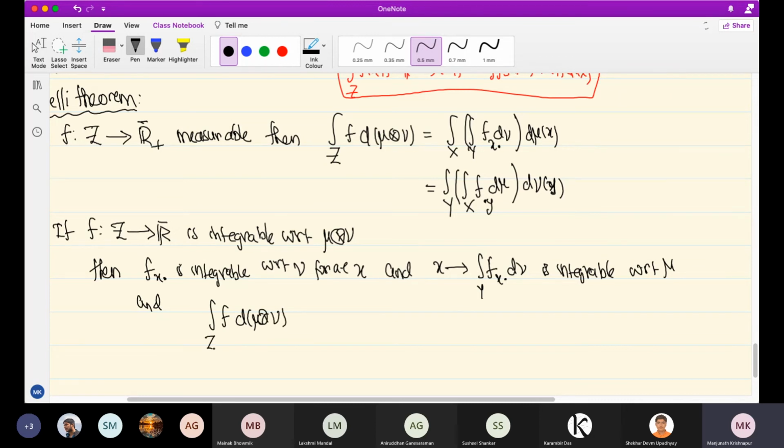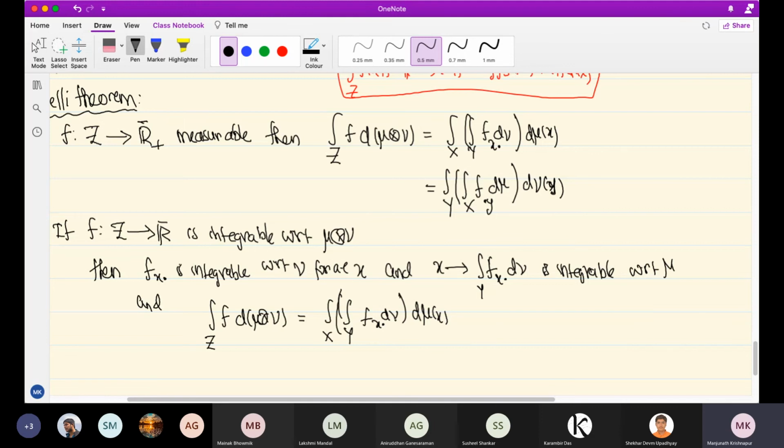It is the hypothesis that one should pay attention to here when you go to the integrable part. The conclusion is exactly the same. You can integrate the sections with respect to nu, and then you integrate with respect to mu. But you have to make the appropriate noises before writing integrals, because you don't know whether the integrals exist.